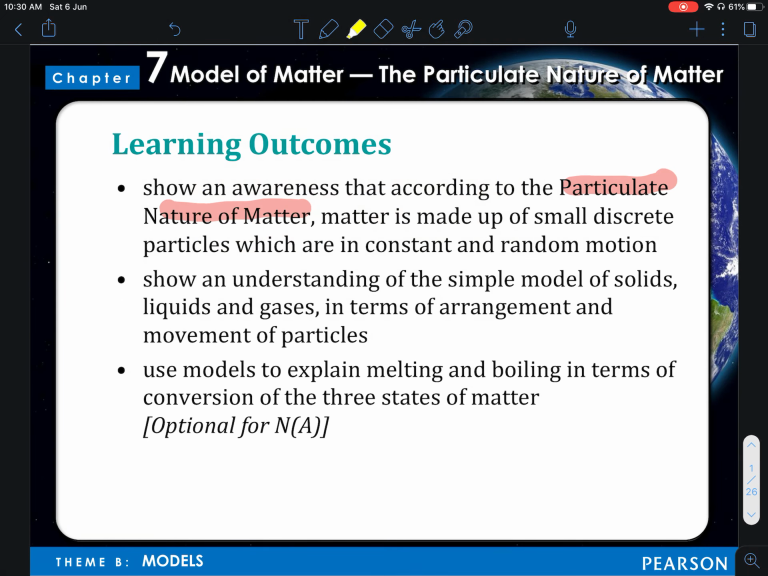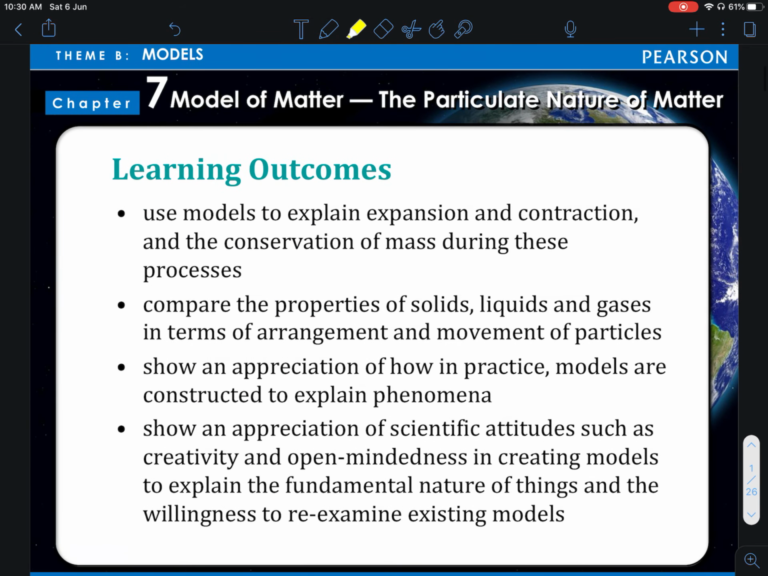Second, we will also be talking about an understanding of how the arrangement and movement of these particles occur within the solid, liquid, and gas. After understanding this arrangement and movement of the particles, we will slowly explore and explain the movement of such particles when there is a physical change of state due to melting and boiling. We will also see how the particles move and contribute to the expansion and contraction of your solids, with the conservation of mass during these processes.